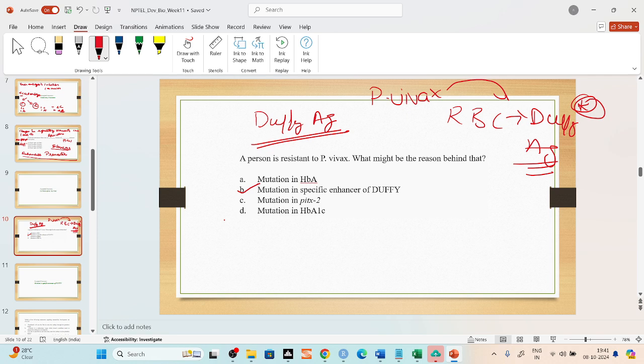Okay, so this is about it. The Duffy antigen is particularly required for Plasmodium vivax to come and bind to it. So this option is correct.